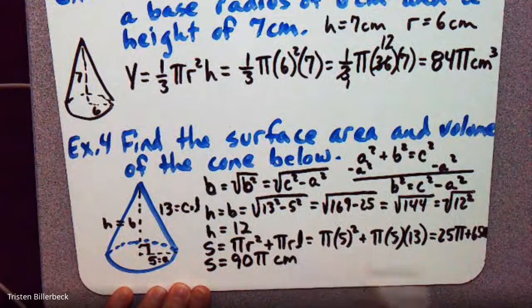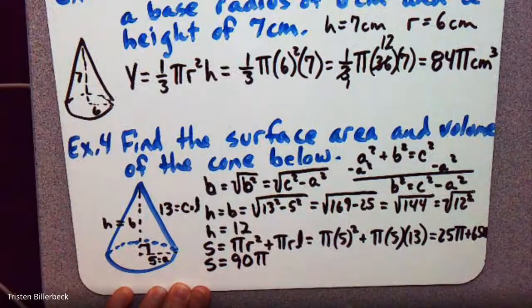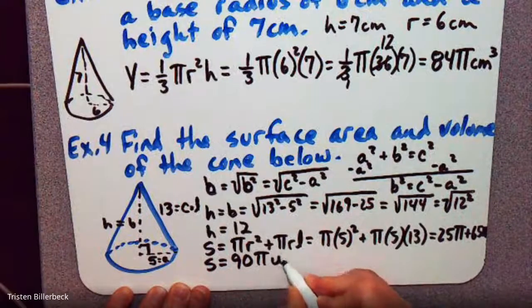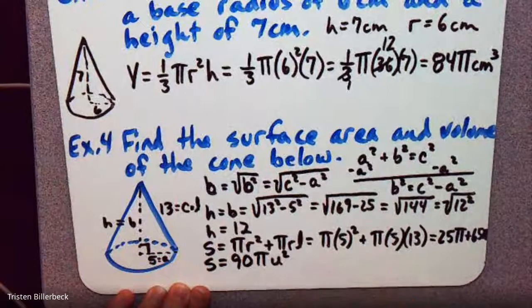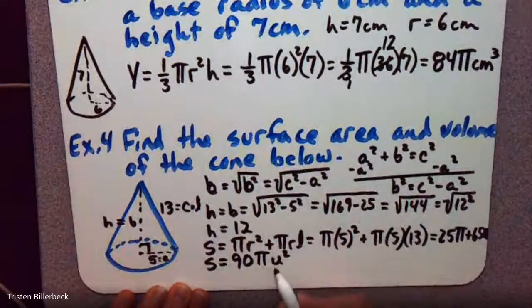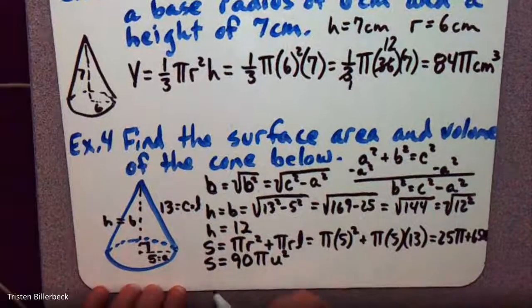Oh, we don't have units. So if we're not given units, this is important. We write units squared. You still have to put your units there. So you write U squared or units squared, you can write it out.